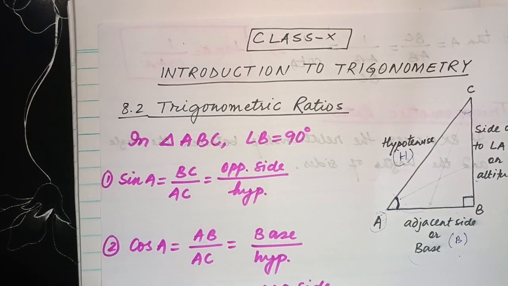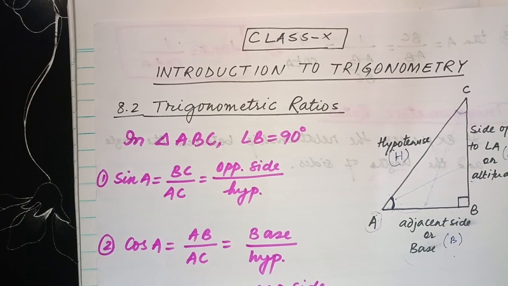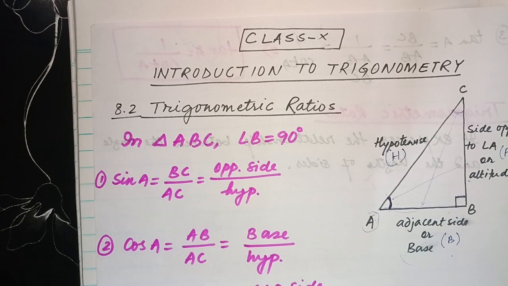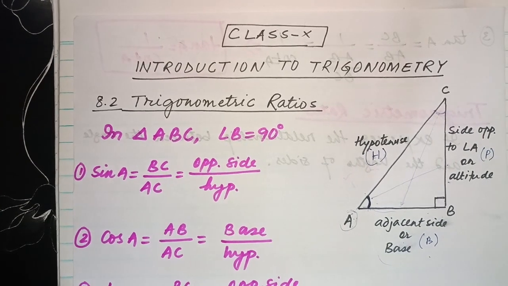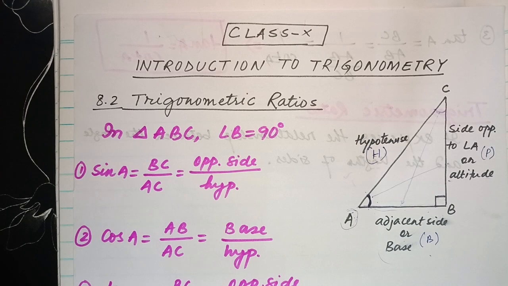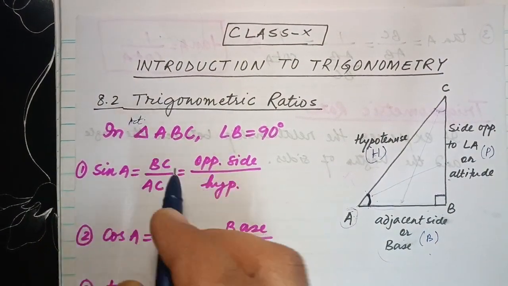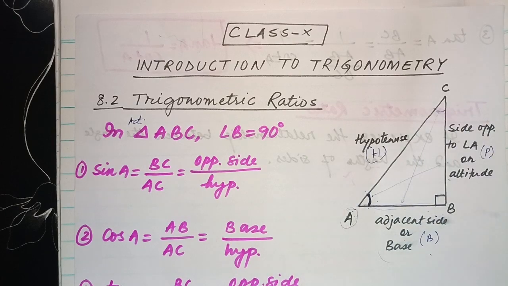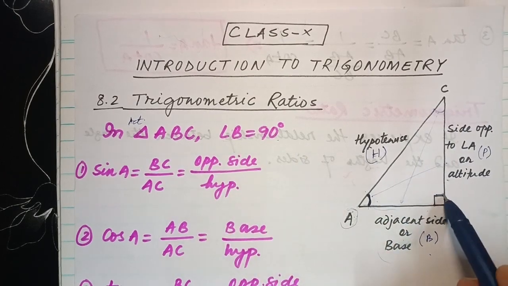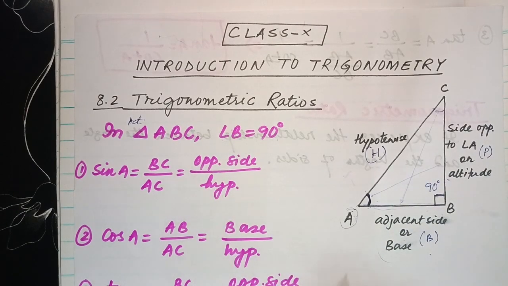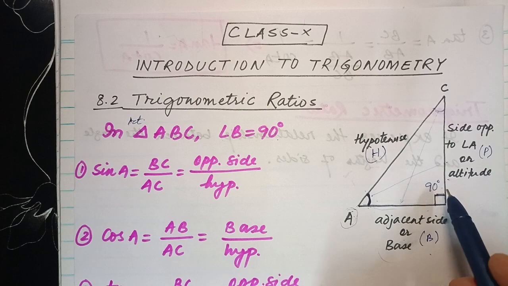So let us see what a trigonometric ratio is. There are 6 trigonometric ratios which you have to study in class 10 or in higher classes as well. The trigonometric ratios will remain the same. So let us discuss in detail. In a right angle triangle, suppose this is right angle triangle ABC, and angle B is our right angle, 90 degrees. This is 90 degrees, and this is the hypotenuse.